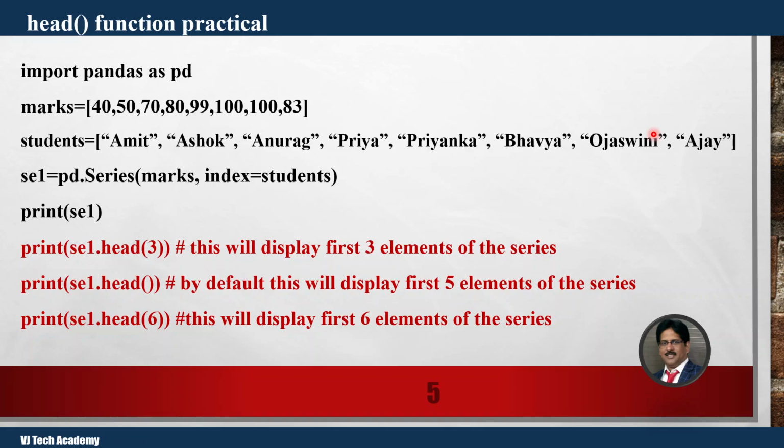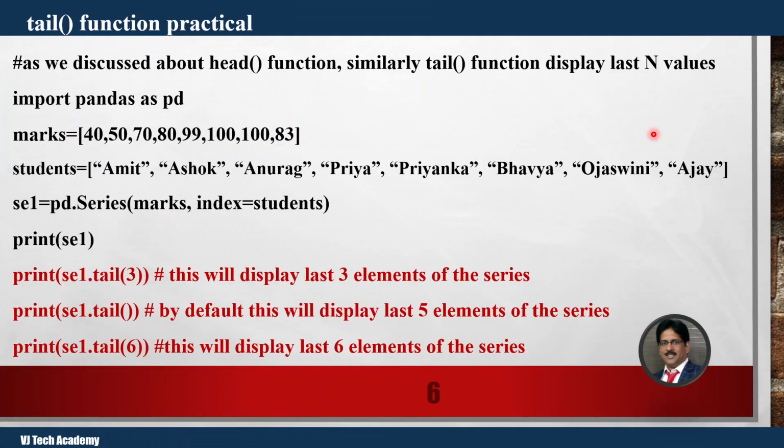Similarly, we can display the last n elements also using tail function. Fine. So in the program nothing is to be done, just replace head function with tail function, and if you write tail 3, then it will display the last 3 elements of the series. If you do not specify any value, then it will display the last 5 elements of the series, and if you write tail 6, then this will display last 6 elements of the series.